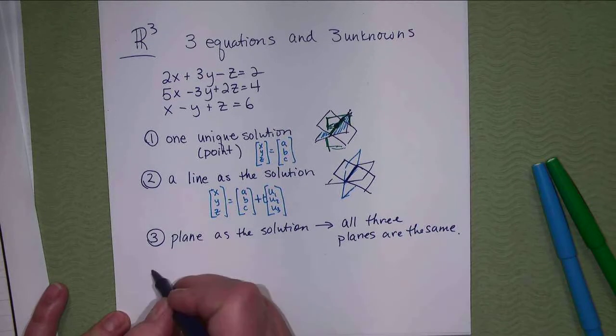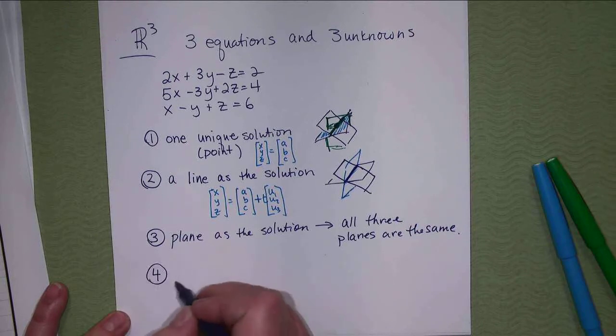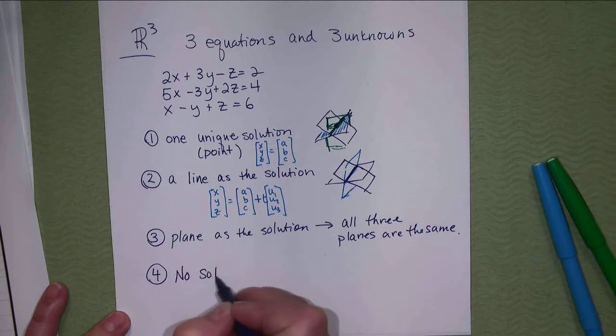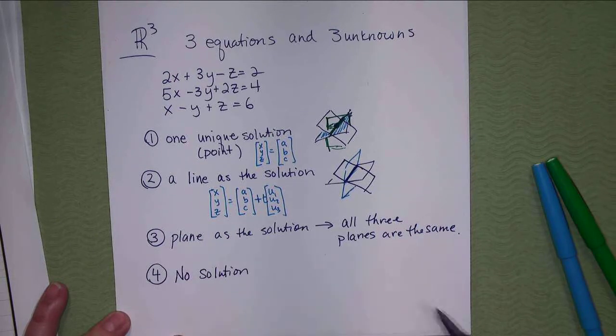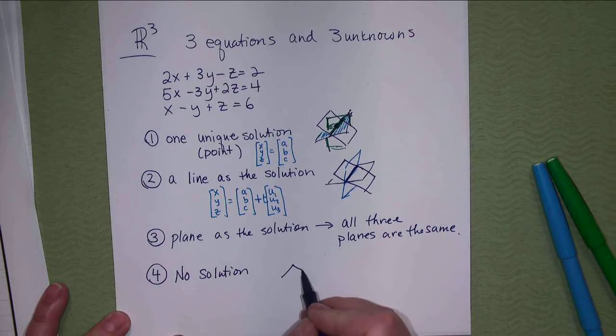And then 4, no solution. So what might happen here, no solution?